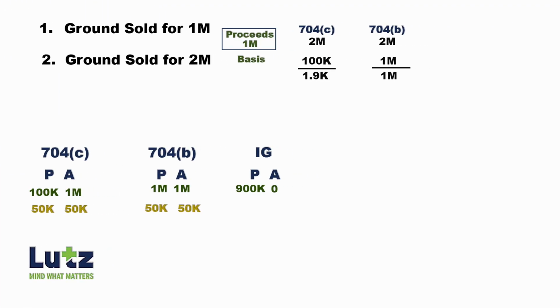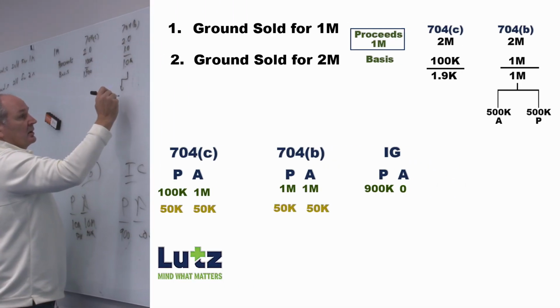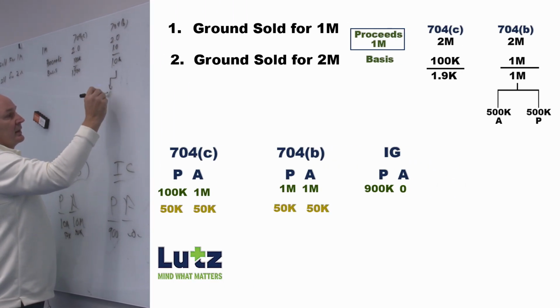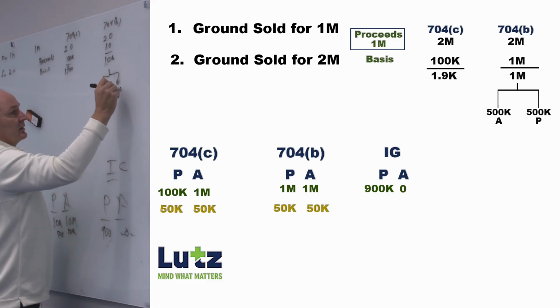So going back to Sam's earlier question, what's this required versus not required? Okay. So how much gain? Well, let's talk about 704B first. What's Aaron and my deal? Economic deal. How are we splitting income? 50-50. So the million is going to go 500K to Aaron and 500K to Pete.